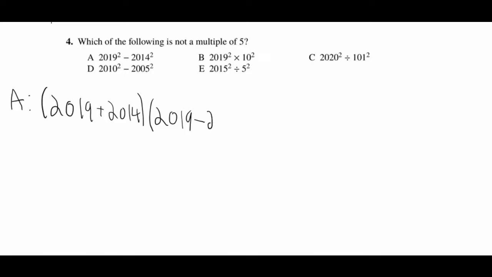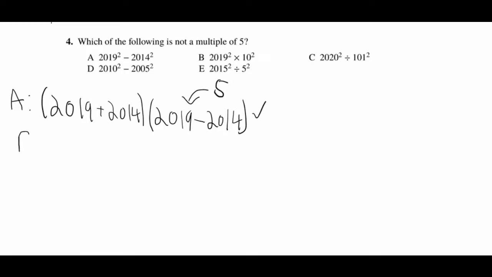Okay, so question 4 asks, which of the following is not a multiple of 5? So I think the best way to answer this question would be to just go through each of them in turn. So let's start with A. So A is just a difference of 2 squares, and so we can rewrite it as 2019 plus 2014 multiplied by 2019 minus 2014. And clearly this is a multiple of 5 because the second bracket 2019 minus 2014 is equal to 5.